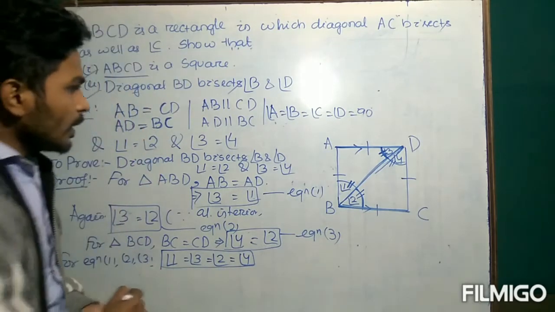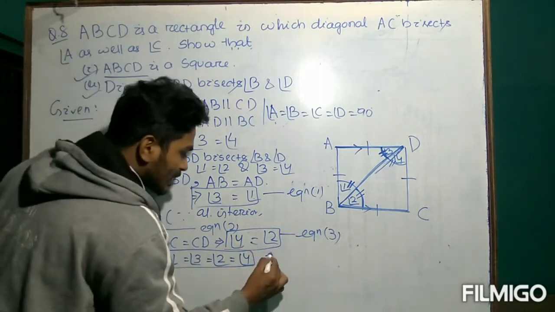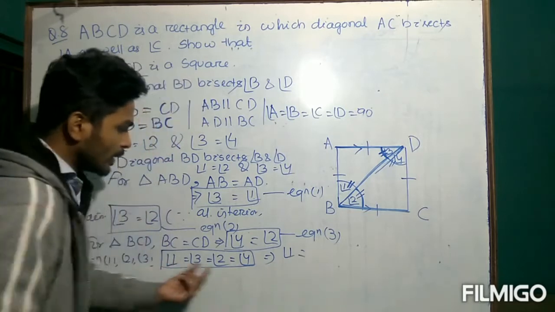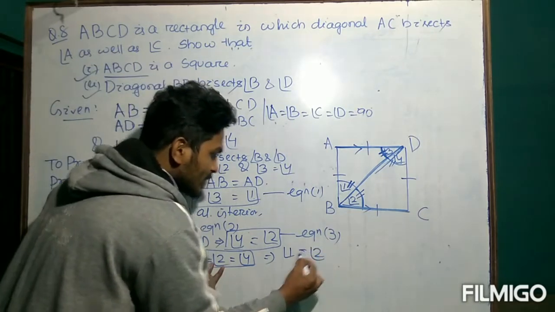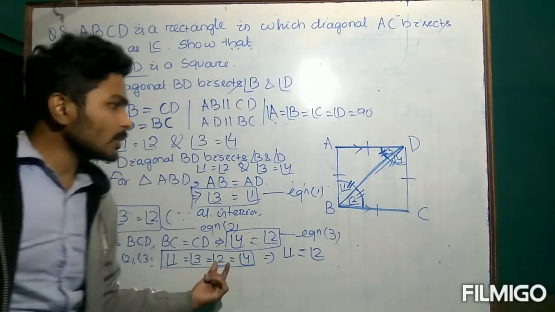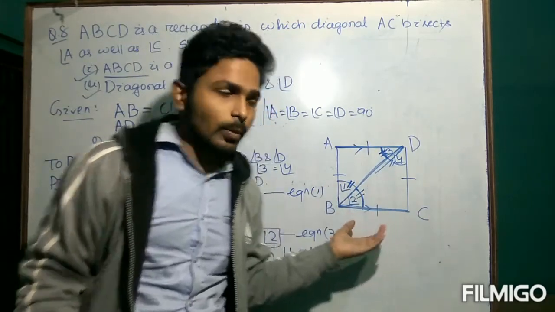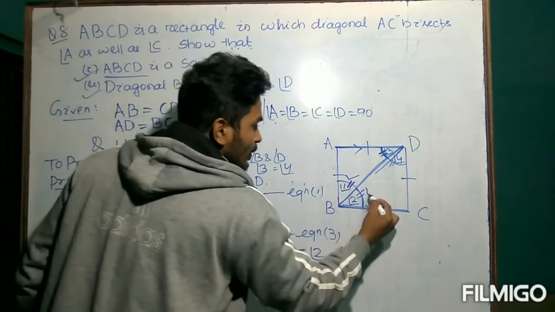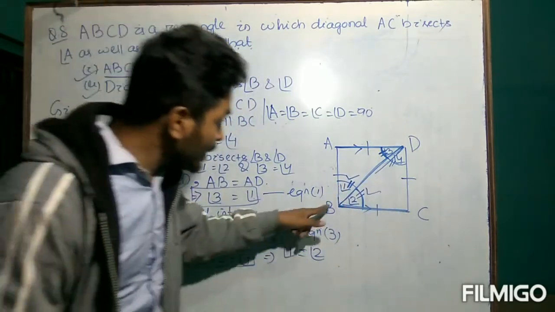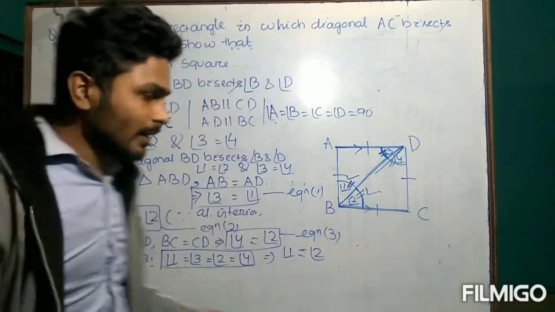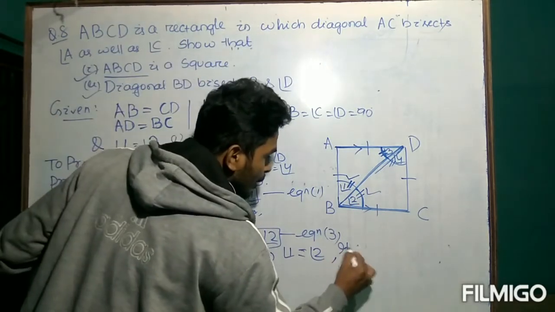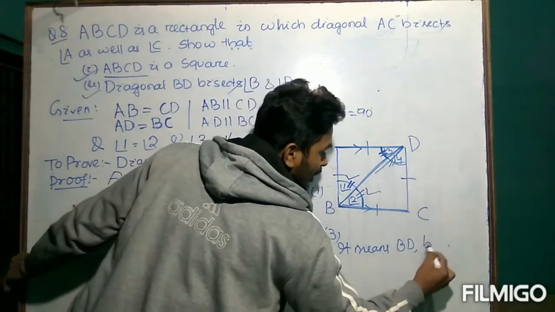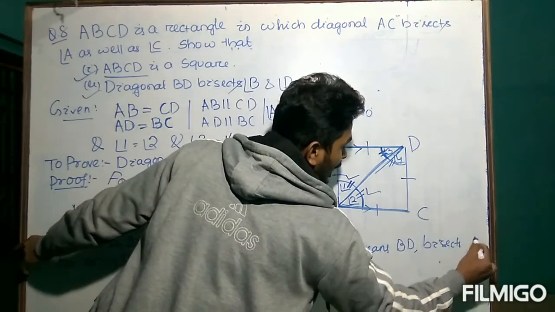Okay. Now can we extract from this statement that angle 1 is equal to angle 2? Yes, we can extract it. All the four angles are equal, so angle 1 is equal to angle 2. So this half is equal to this half. It means what? It means BD bisects the angle B. Right? It means the BD diagonal bisects angle B.